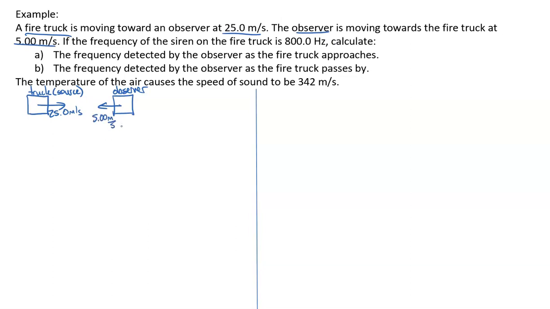So there we go. So what does that mean? Well, that means that the speed of the source is going to be 30 meters per second, because adding those two together, if they're coming towards each other, gives you 30. In other words, if the observer was standing still, it would appear like the fire truck's actually moving towards them at 30 meters per second. But because it's coming towards it, we also know that that means the source needs to be negative.